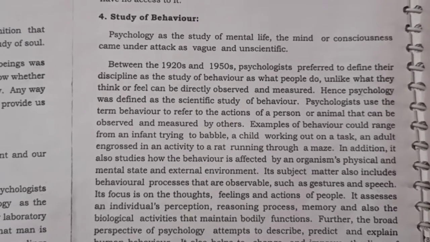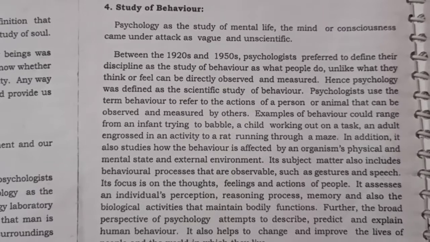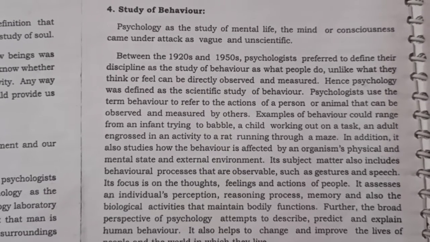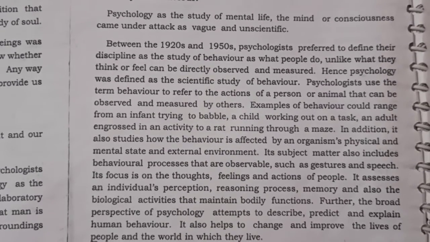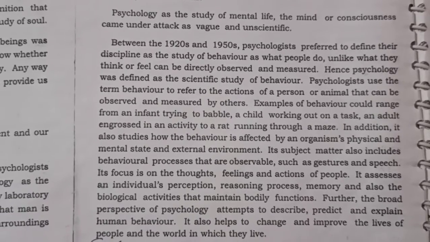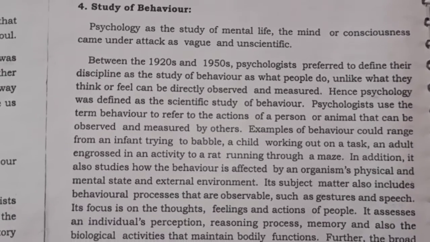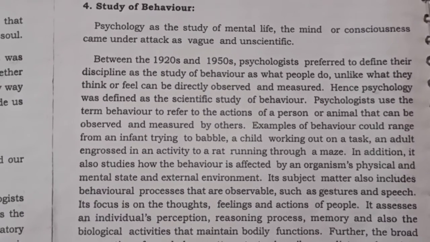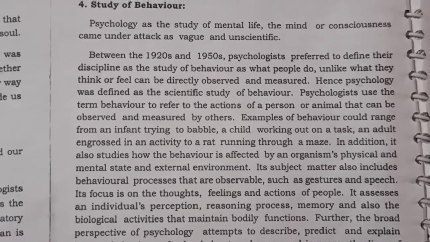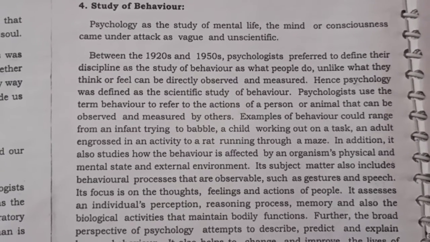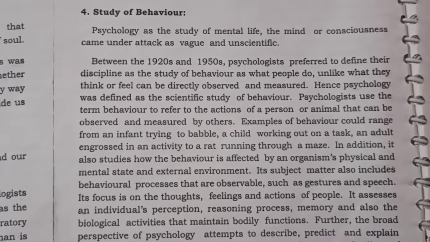So later, between 1920 and the 1950s, psychologists defined psychology as the scientific study of behavior. Psychologists use the term behavior to refer to the action of a person or animal that can be observed and measured by others. So it is not just that you have to know yourself or your surroundings; other persons also have to know you. Other persons will also be able to see your actions, behavior, or your thought process.